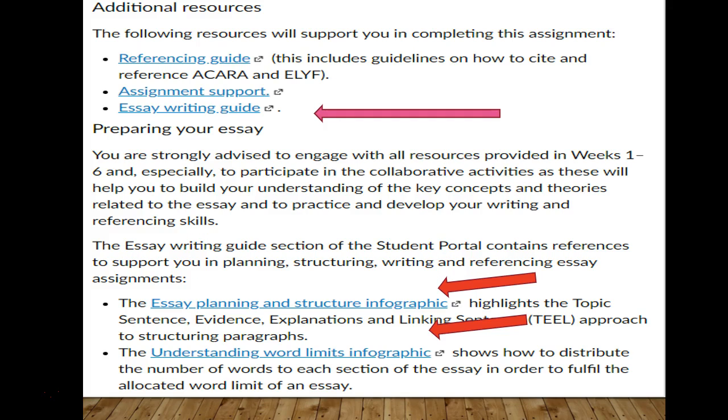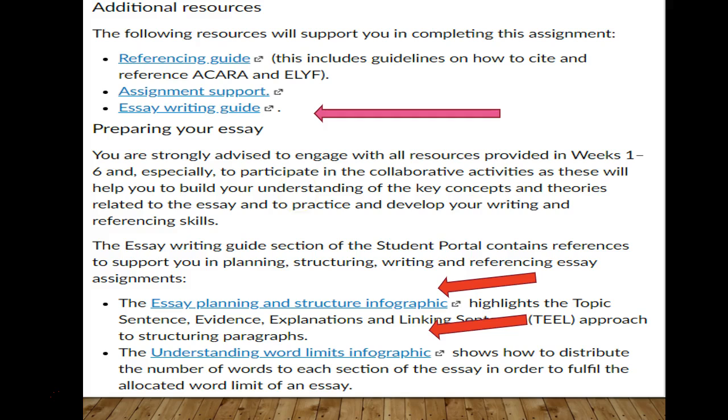So there's lots of resources that you can access for an essay, and I know that some people may find it quite daunting to write an essay, but there is a lot that you can access in the student portal. So you've got our referencing guide, and hopefully a lot of you are familiar with that now because you would have used it for your first assignment. And there's lots of assignment support as well, and there's also an essay writing guide that you can have a look at as well in the portal. So you're really, really strongly advised to engage with all the resources from weeks 1 to 6, and particularly to engage in our collaborate activities, and particularly to be posting on our discussion boards.